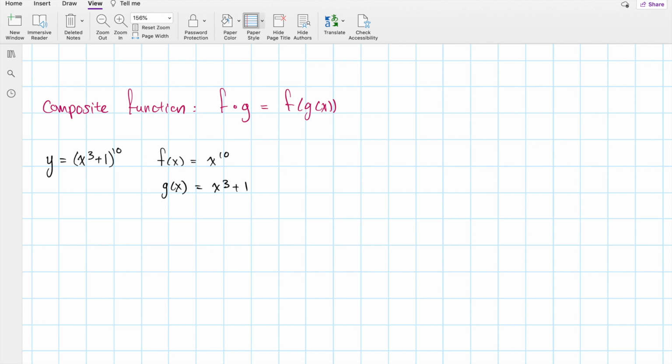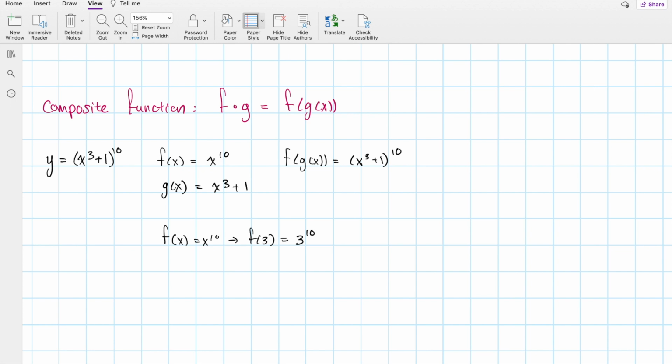Now, if I said f at g at x, that means that we're taking the x value to be the actual function g at x. Normally, with a normal function, say if we had f at x is equal to x to the power of 10, as mentioned, and I asked you what's f at 3, well, what would you do? You would simply plug in 3 into the x, and then you would solve. So we get 3 to the power of 10. It's the same thing over here. All we're doing is plugging the g at x function into the x value for f at x. So we plug in x cubed plus 1 into x to the power of 10.